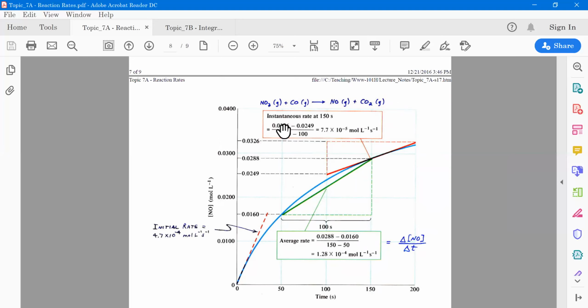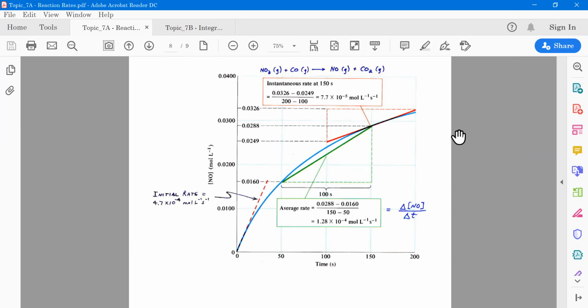And so that's where these two numbers come from. If you take the difference between those two and divide by the interval, which was 200 minus 100 seconds, the slope of that line turns out to be 7.7 times 10 to the minus 5, or with the same exponent, 0.77 times 10 to the minus 4. So it's approximately 6 times slower at 150 seconds than it was at the beginning of the reaction. Again, typical behavior for most chemical reactions.